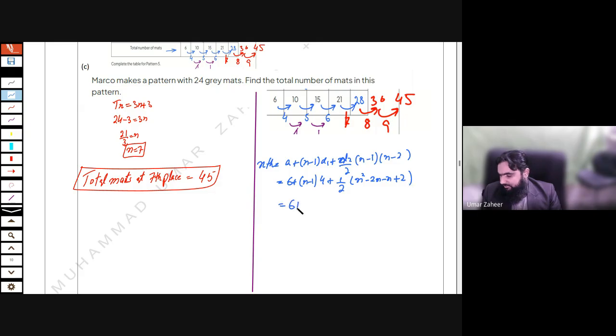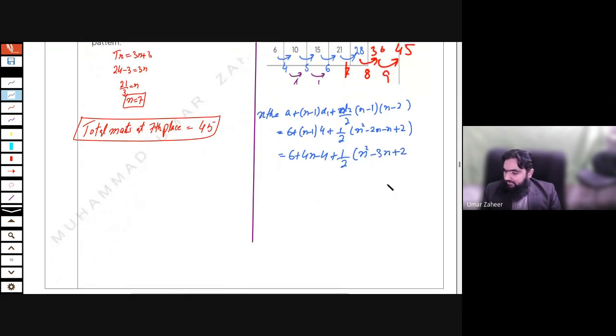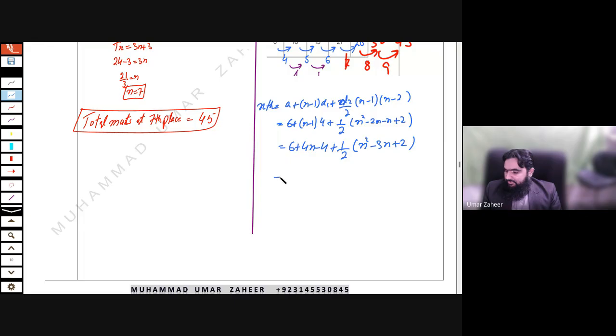So it will be 6 plus 4n minus 4 plus 1 by 2 into n square minus 3n plus 2. So you will get that, 6 minus 4, that will be 2, plus 4n plus 1 by 2 n square minus 3 by 2 n plus 2 by 2, that will be 1.